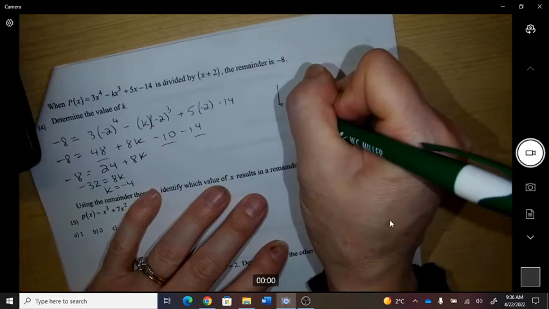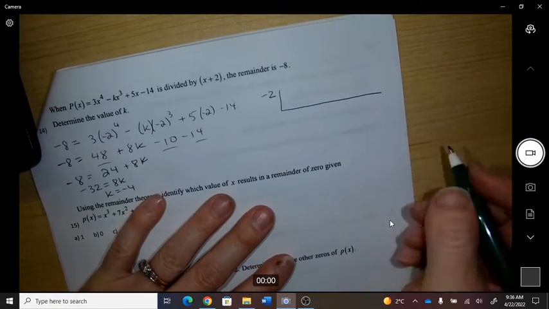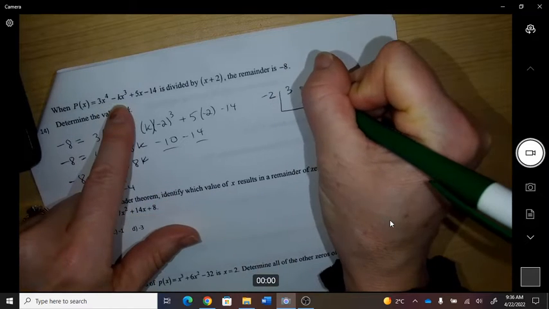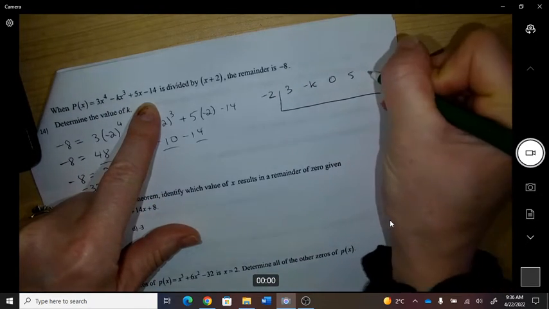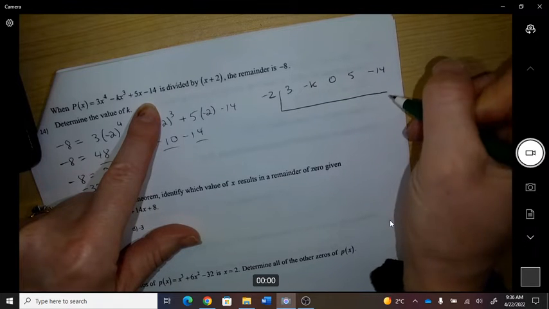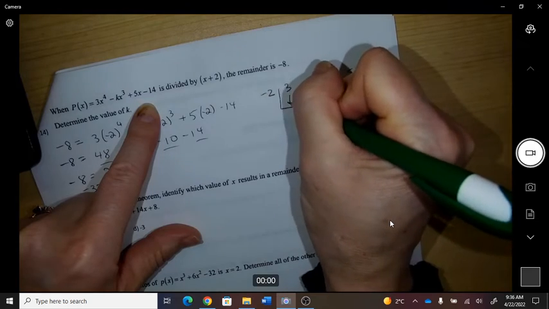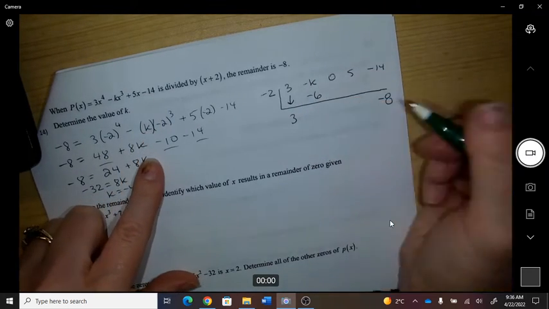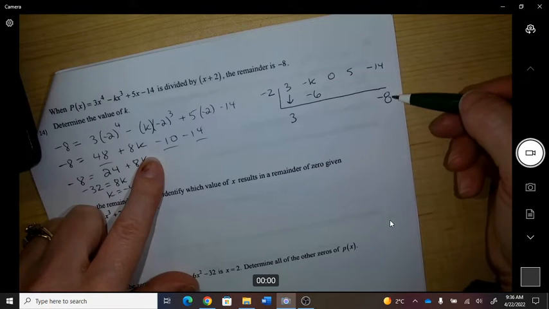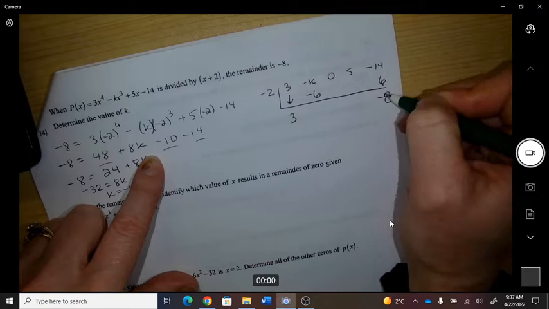I could do this with synthetic division. So I'm going to put a negative 2 in the front. 3, negative k, 0, a 5, and a negative 14. And the remainder was negative 8. So bringing this down is 3. Multiplying was negative 6. I can't do anything there. So now I'm going to work backwards. So this would have been a 6 here to get that.